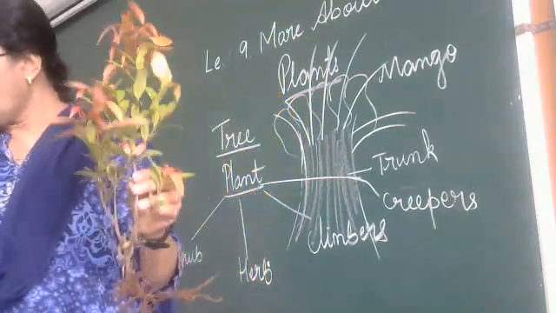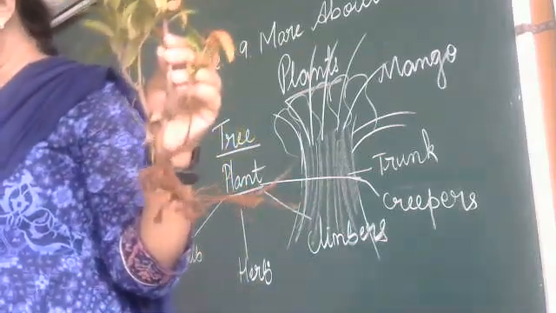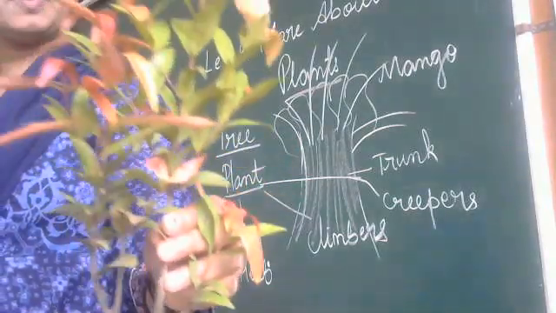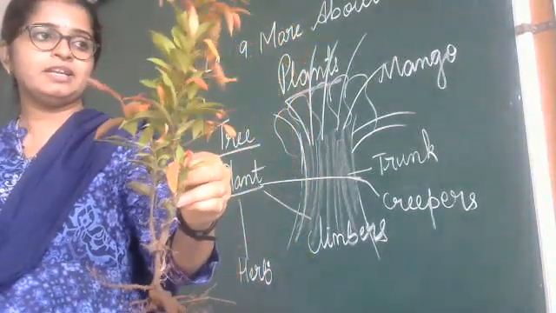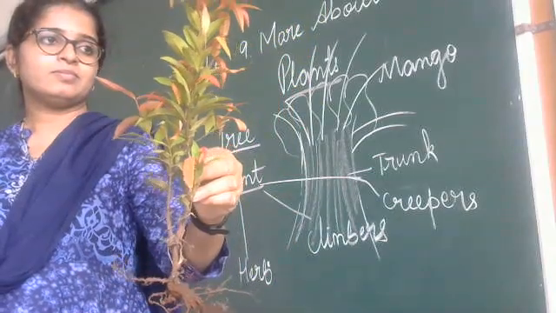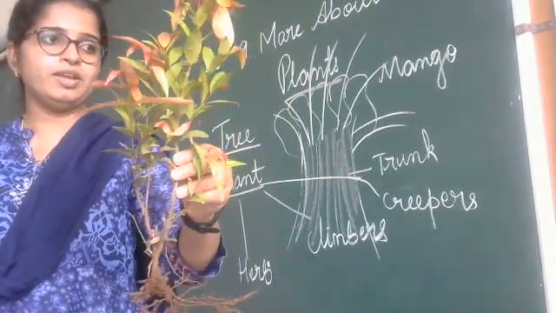Cotton, tulsi, rose, and some other plants are called shrubs. I got this plant, that's why I'm showing you this. Exactly, rose plant. I did not get tulsi. If possible, tomorrow I'll get a tulsi plant to show you all. Okay.